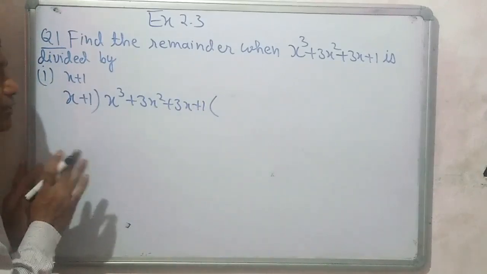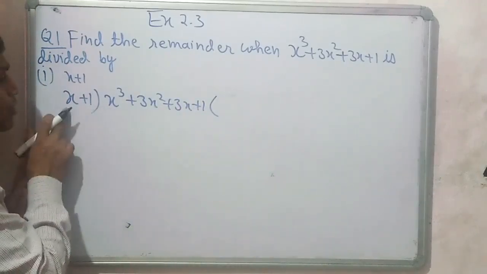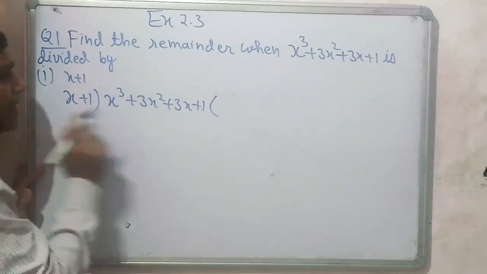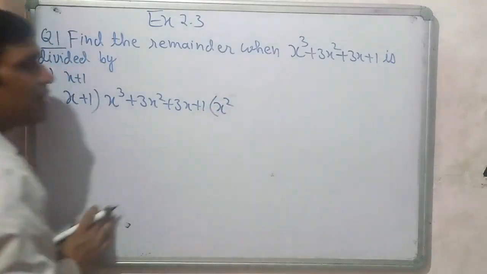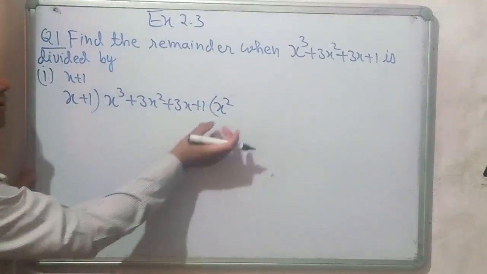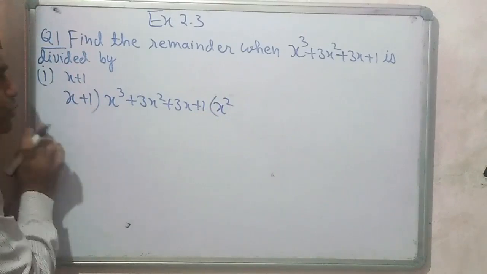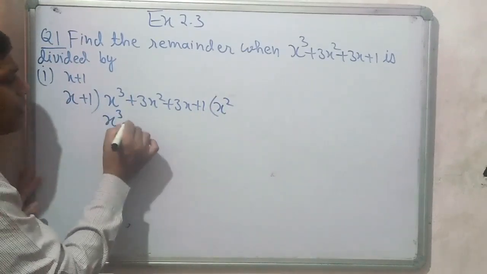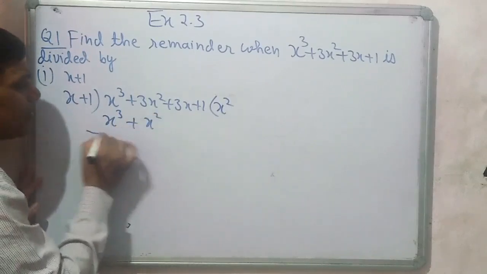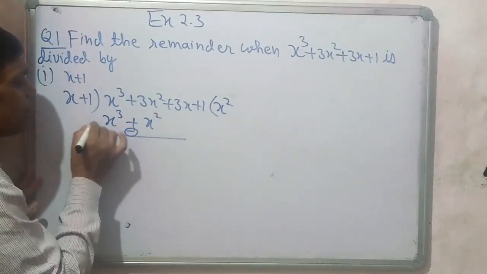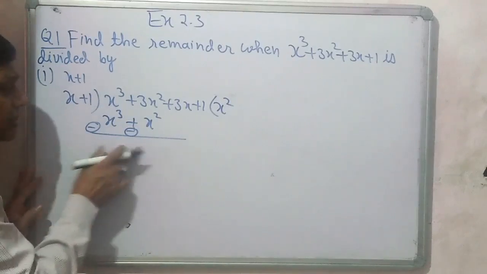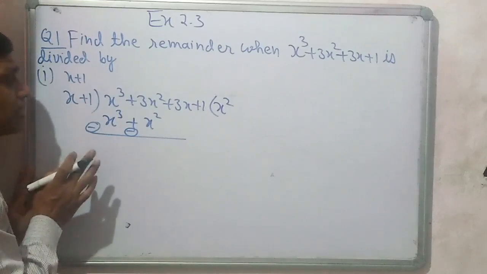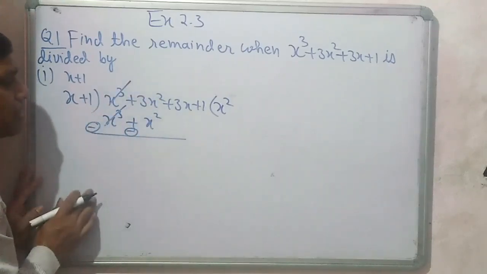We'll follow the standard steps. x cube divided by x, largest degree term divided by largest degree term, gives us x square. With this x square, we have to multiply both of them. x square into x is x cube. x square into positive 1 is positive x square. And since we have to subtract them, we'll change the signs of the expression to be subtracted. We'll cancel the opposite signs.